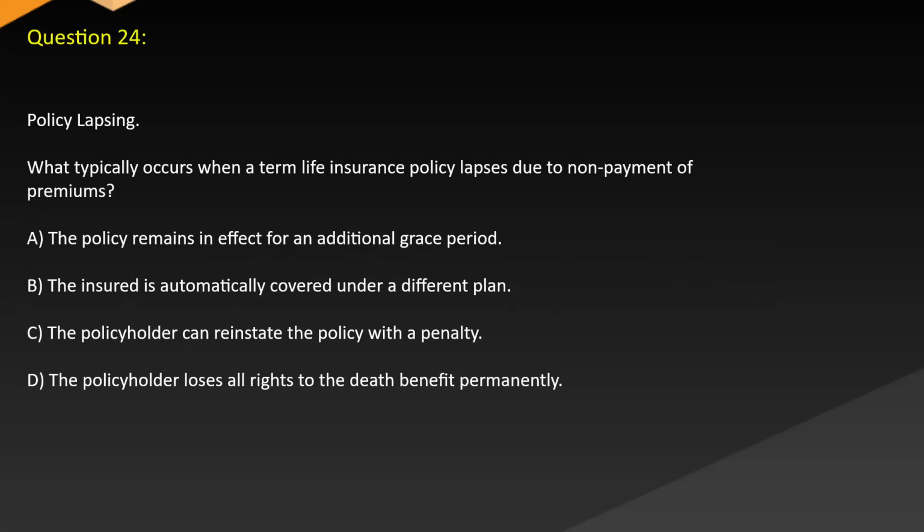Question 24. Policy lapsing. What typically occurs when a term life insurance policy lapses due to non-payment of premiums? A. The policy remains in effect for an additional grace period. B. The insured is automatically covered under a different plan. C. The policyholder can reinstate the policy with a penalty. D. The policyholder loses all rights to the death benefit permanently.